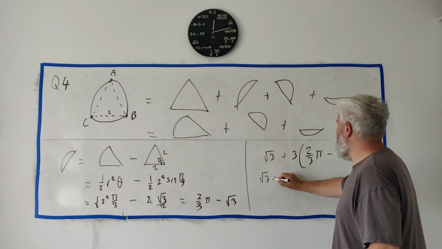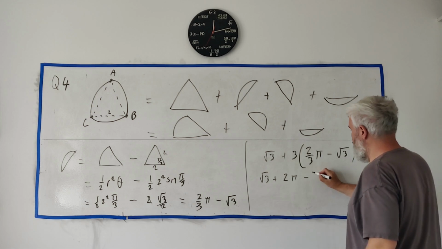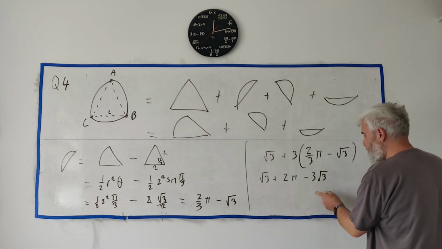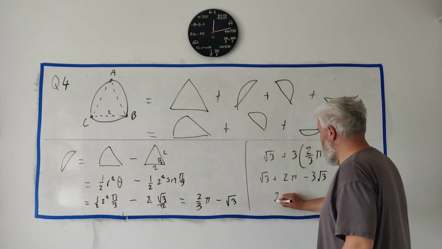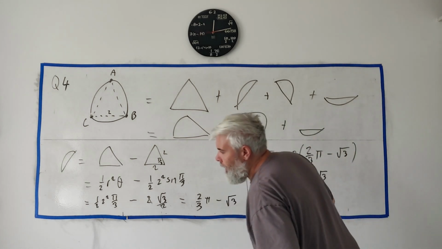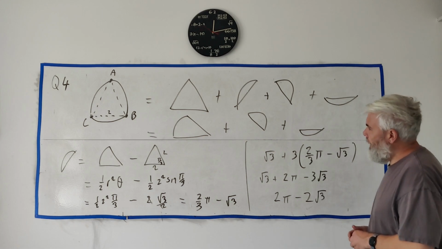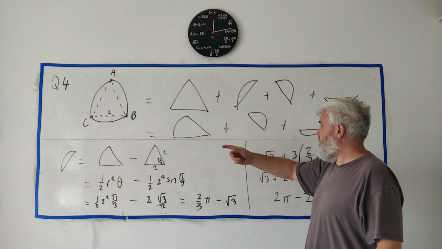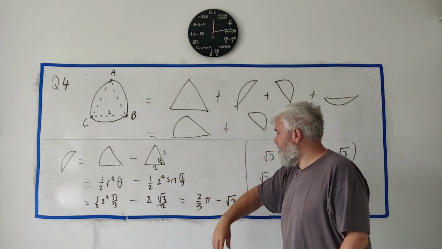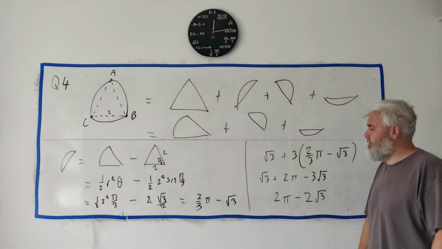Square root of 3 plus 3 times this would be 2 pi. 3 times this would be minus 3 square root of 3. These two go together. That's 1 square root of 3 minus 3 square root of 3's. So we're left with 2 pi minus 2 square root of 3. Yeah, that's the full answer for the area of this question. And again, if you had done it this way, you would have still had to get this shape over here and multiply it by 2, I guess, and you would have had this segment, and hopefully it would come out the same. I haven't done it that way, to be honest.